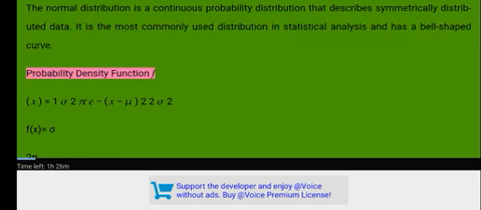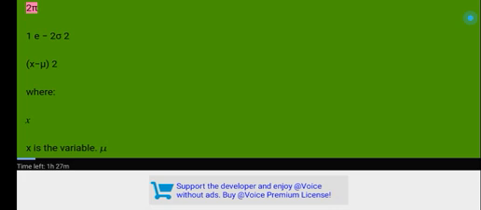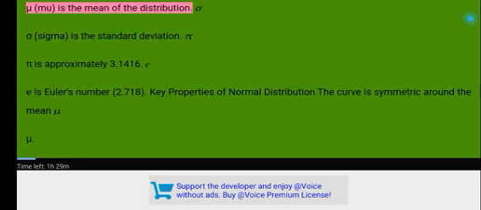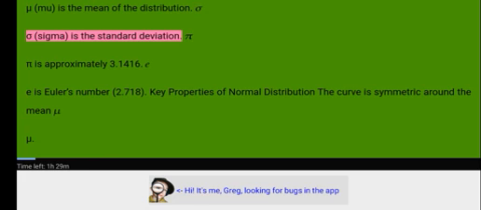Probability density function: f(x) = (1 / (sigma sqrt(2 pi))) e^(-(x - mu)^2 / (2 sigma^2)). Where x is the variable, mu is the mean of the distribution, sigma is the standard deviation, pi is approximately 3.1416, and e is Euler's number, 2.718.